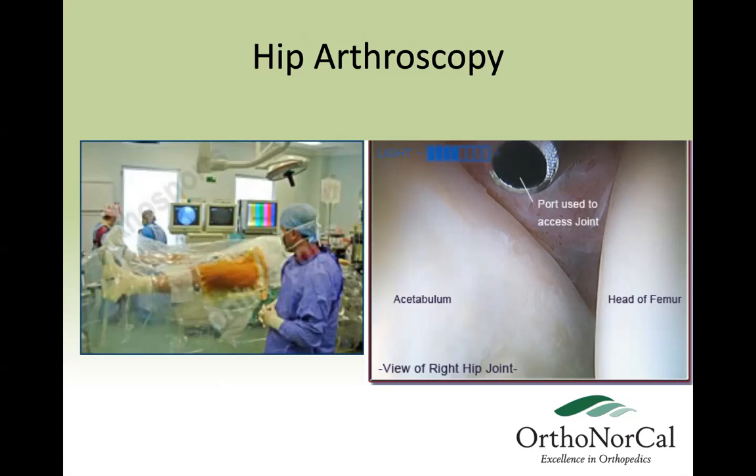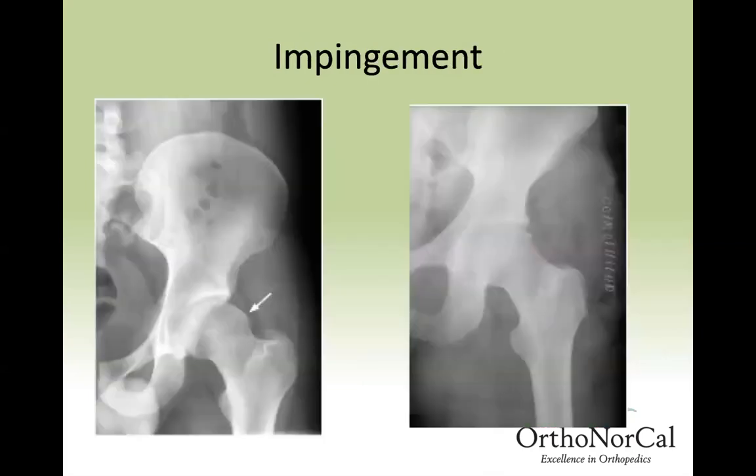And because of that, as you can see in this operating room photo, the patient actually has to be placed on a traction table, and you actually have to pull traction on the leg enough to get the ball slightly pulled away from the socket to make room for the arthroscope, the camera, and the instruments to get inside. So what we do is we try and address the excess bone by shaving it away.